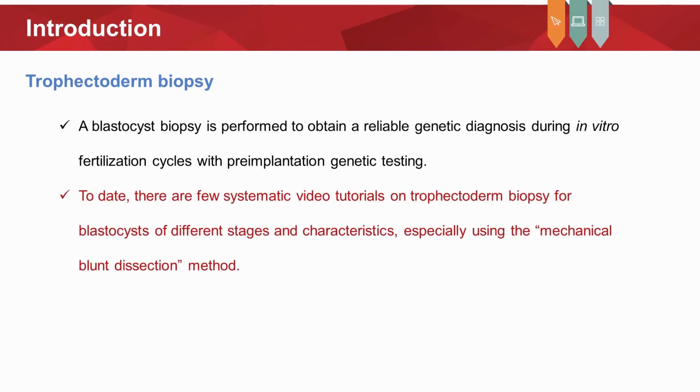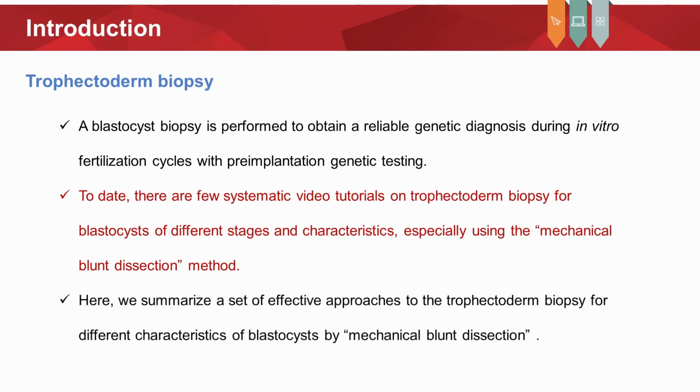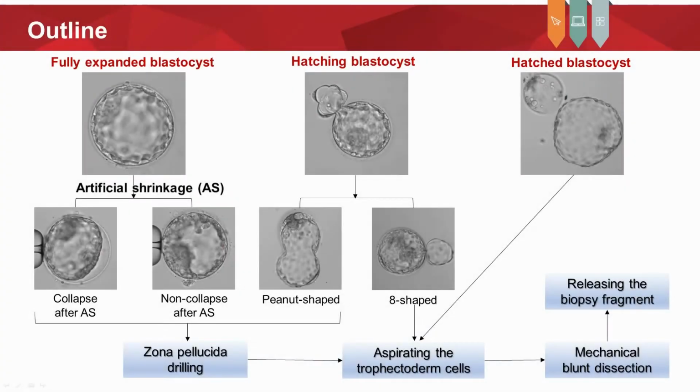To date, there are few systematic video tutorials on trophectoderm biopsy for blastocysts of different stages and characteristics, especially using the mechanical blunt dissection method. Here, we summarize a set of effective approaches to the trophectoderm biopsy for different characteristics of blastocysts by mechanical blunt dissection. And now we will demonstrate the proven and safe method for trophectoderm biopsy performed on various blastocysts.